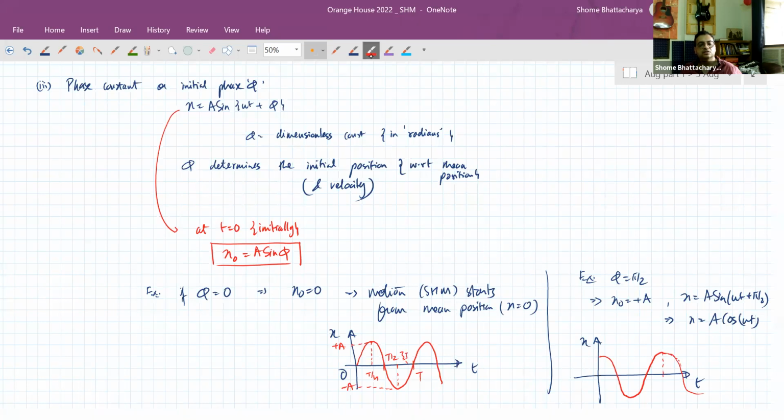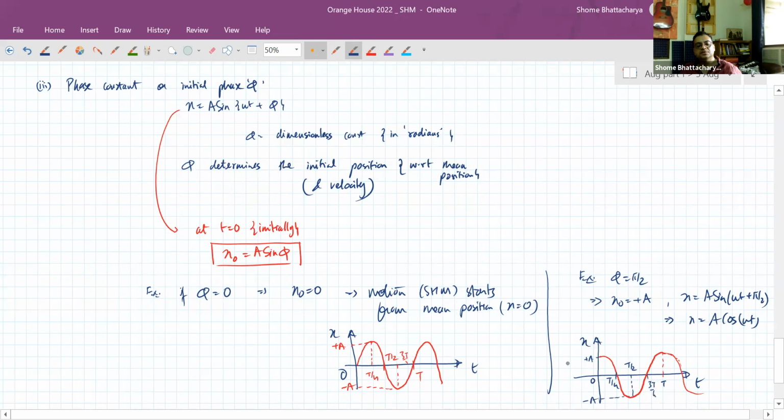So this is the one where our phase constant is plus pi by 2. The starting point is the positive extreme instead of being the mean position. This is completion of one cycle. This is half a cycle. This is quarter of a cycle. This is 3/4 of a cycle.